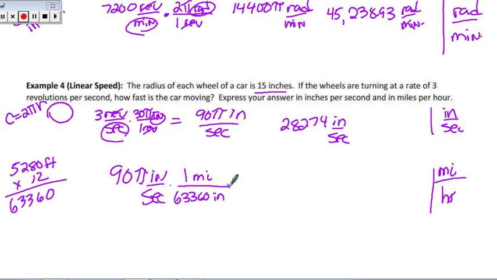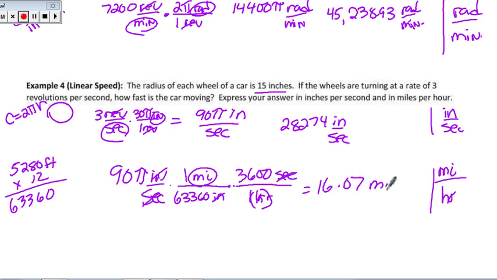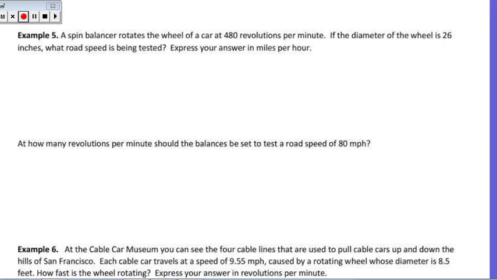I also need to get rid of these seconds. So the inches are gone, which is great. I've got the miles. That's what I'm looking for. I want my seconds to turn into hours, so I'm going to need an hour in the denominator, 1 hour. And how many seconds are in an hour? There's 3,600 seconds. Seconds cancel out, and so now I've got my miles per hour. At this point, you're multiplying through the numerator, dividing by the denominator, and you should be getting about 16.07 miles per hour. All right, let's continue on the next page with a couple more examples.